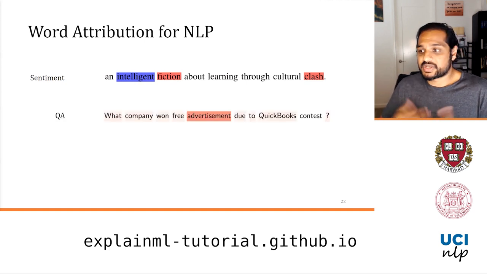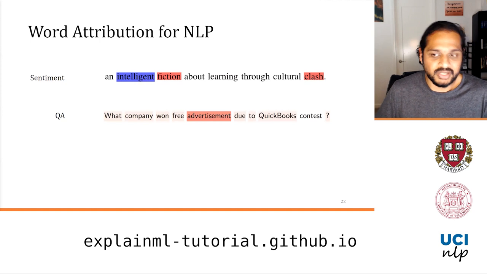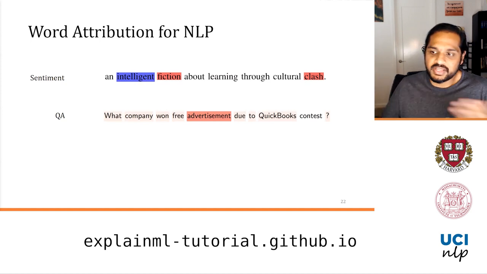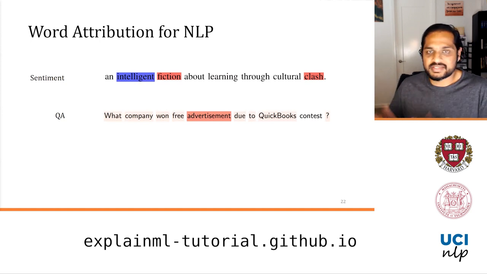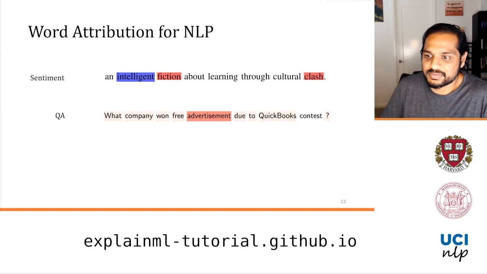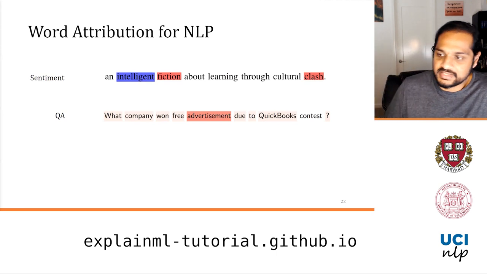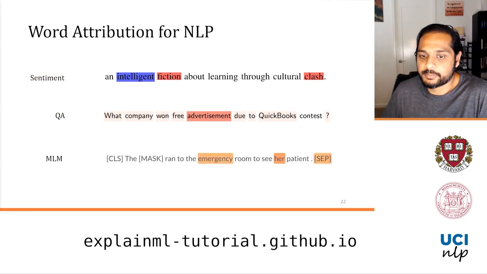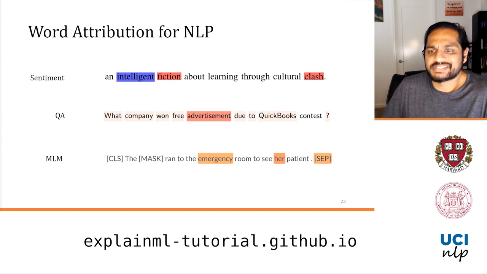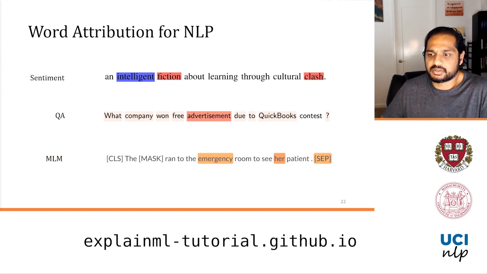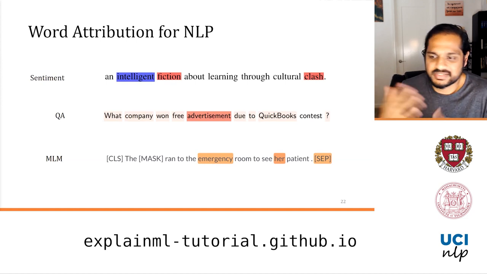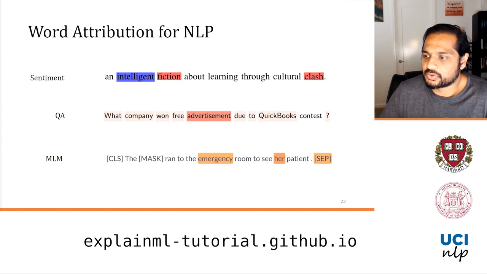You can also do it for question answering, where suppose somebody asked a question, what company won free advertisement due to the QuickBooks contest? You want to figure out which word is the most important one here relative to other words. And in this case, it seems to be advertisement. You can also do it for masked language modeling tasks, which are not really downstream tasks. This is something you do before you're doing your NLP, but this can be pretty useful as well.